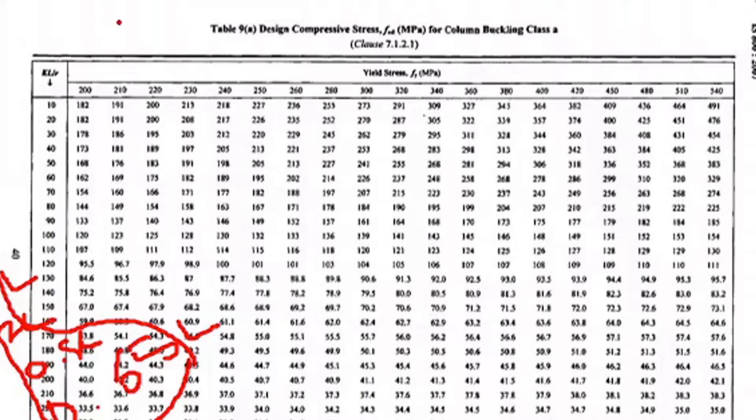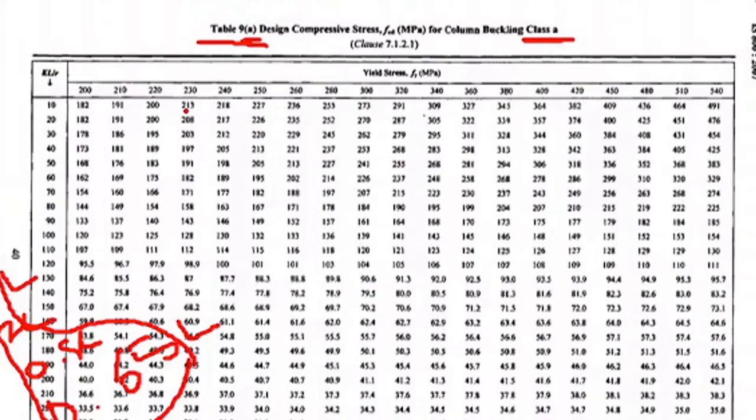So that is given in table 9. And again, you have four tables in the table 9 series, 9A, 9B, 9C and 9D. All the four are for the four buckling classes. Table 9A is for buckling class A, table 9B is for buckling class B, table 9C is for buckling class C, and table 9D is for buckling class D. So for the given cross section, if you are able to find its buckling class, say it is B, then you need to refer to table 9B.